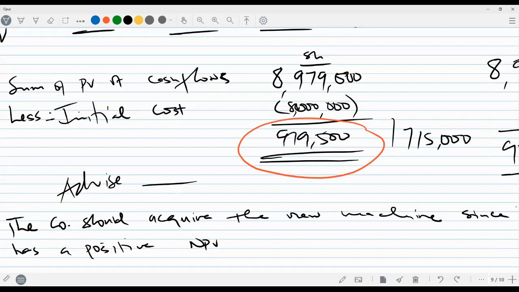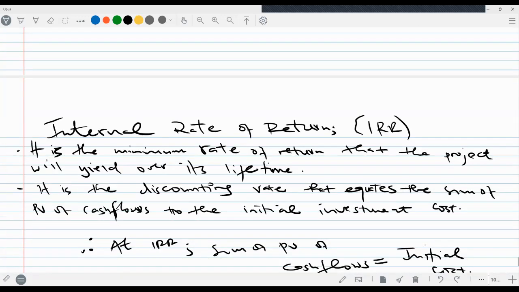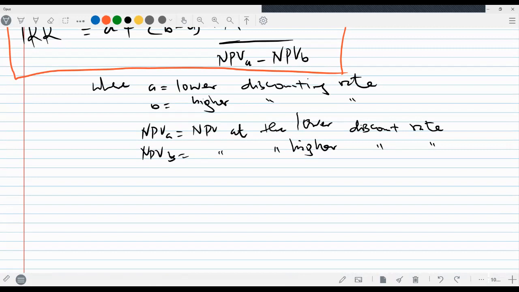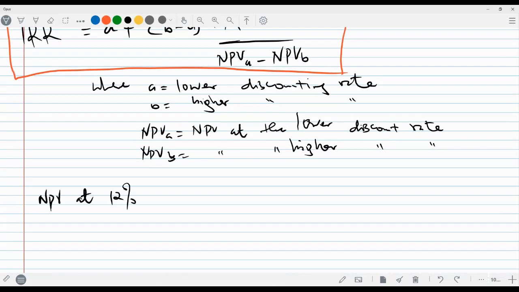Now we want to do the NPV at B. We can increase our discount rate to 12%. It's a trial, you can use another rate. The same process, but we now get the NPV at 12%. It's not a must to use 12%; because it's on a trial and error basis, you can use 10%, you can use 11%.